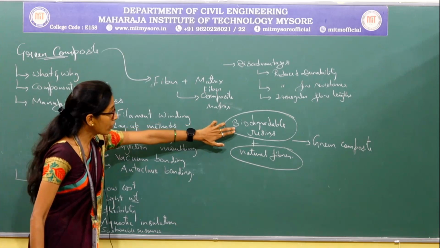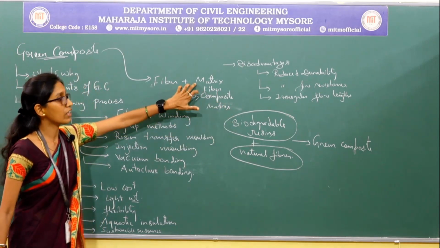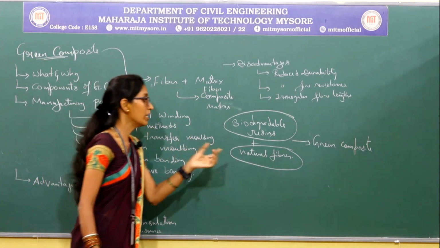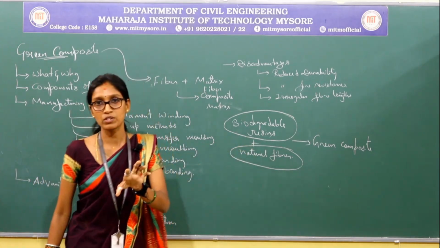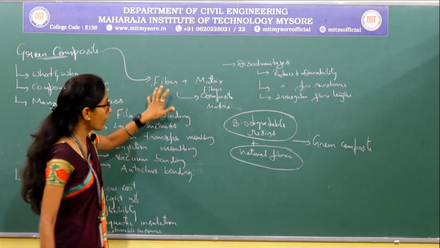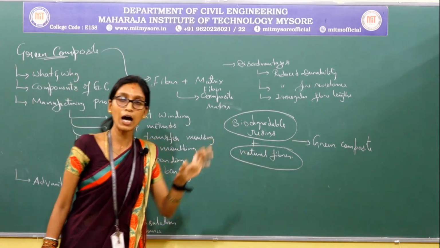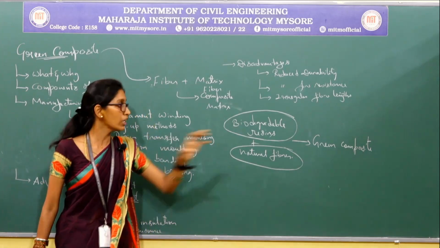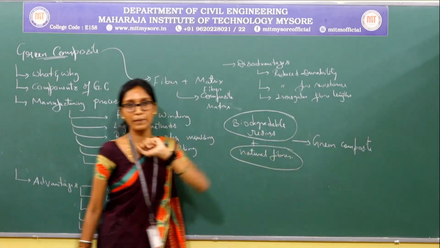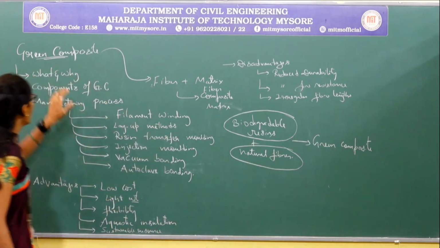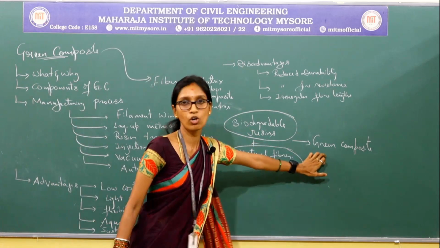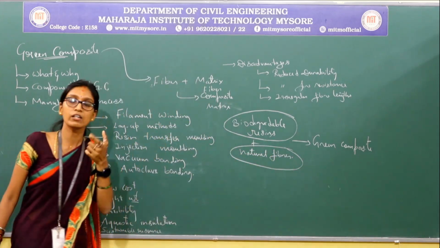See, the biodegradable resin or matrix is going to provide a bond and helps in transferring the load between the fibers. Okay. Whereas the natural fibers are used in order to provide stiffness or strength to a particular composite or a particular material. Okay. So now why do we need to use these green composites?